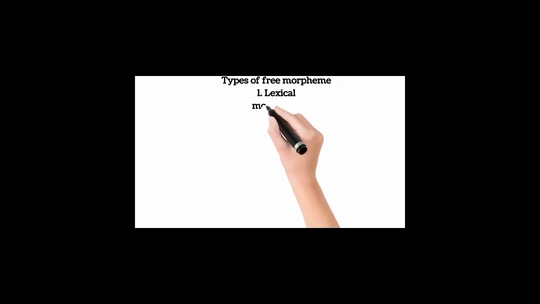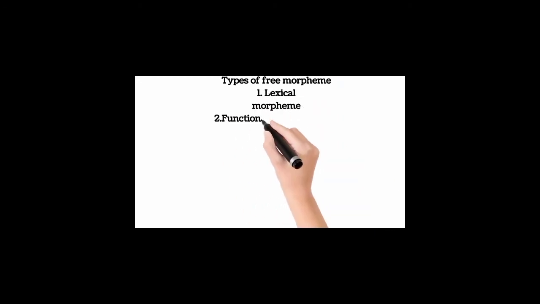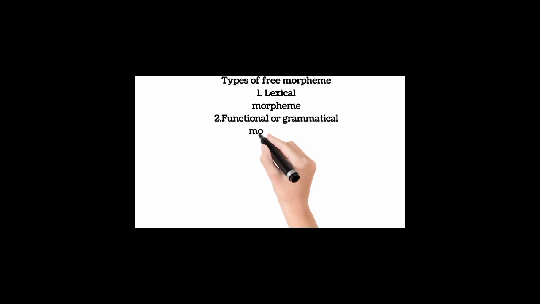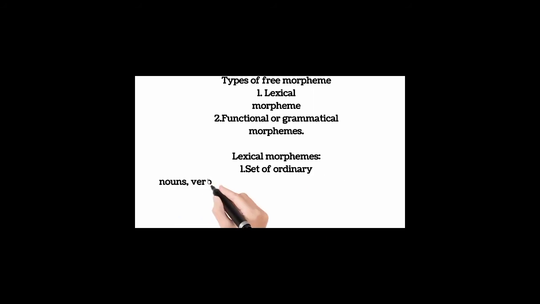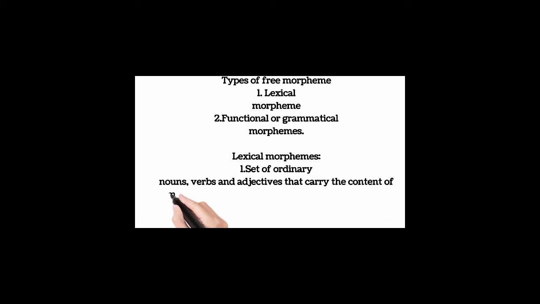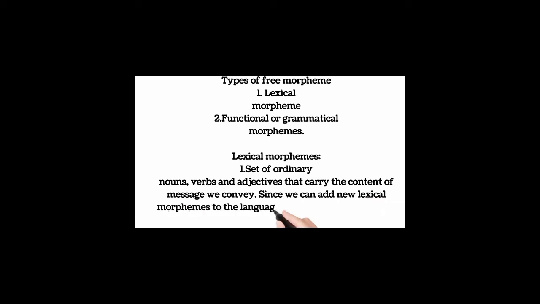So now let's take a look at some types of free morphemes. And we have 1, lexical morphemes. 2, functional or grammatical morphemes. Now, lexical morphemes are a set of ordinary nouns, verbs, and adjectives that carry the content of the message we convey. They are also called open class morphemes.